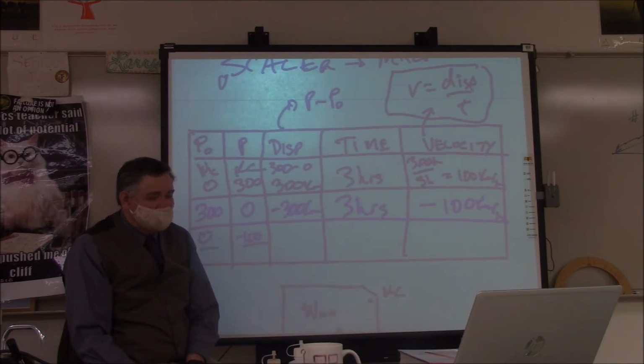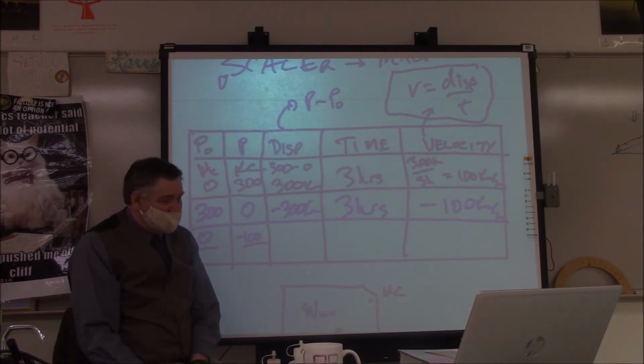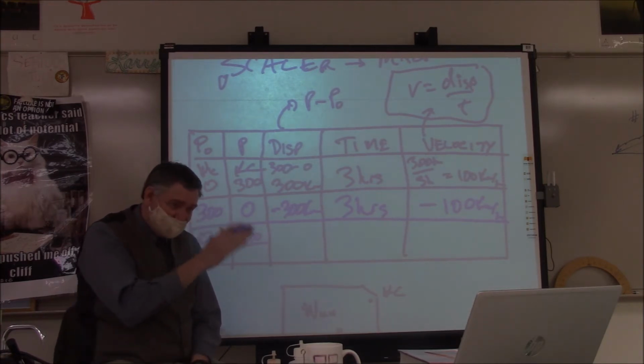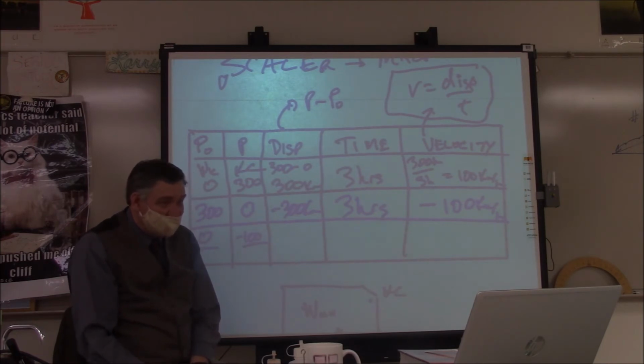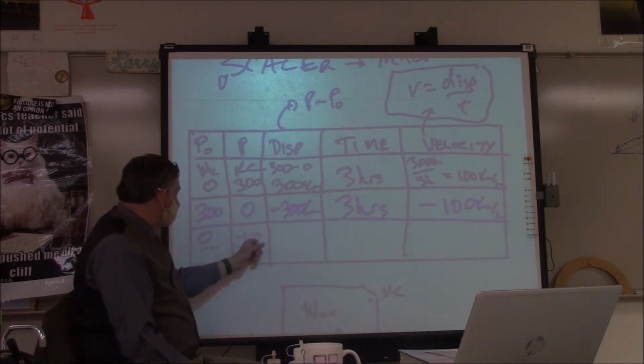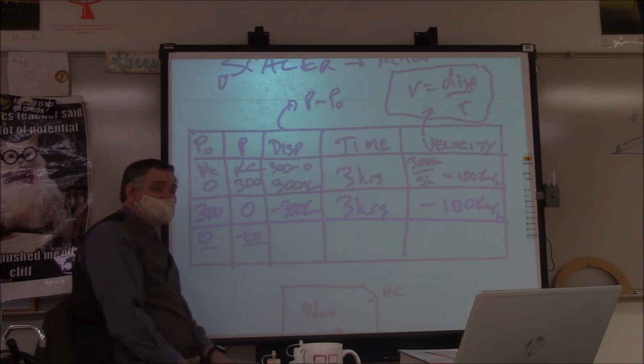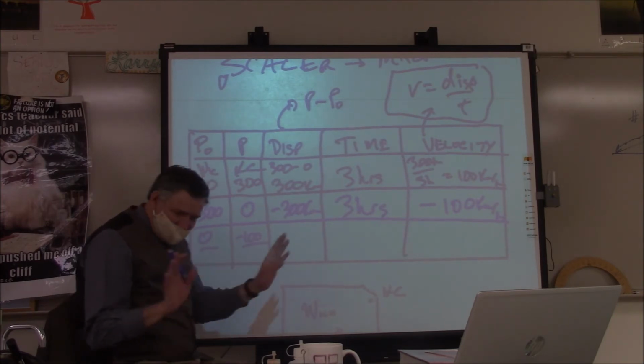Negative? You say that with absolutely no confidence. Brooke, displacement is position final minus position initial, right? Correct. So I'm going to take negative 100 minus 0. What do you get? Negative 100. Beautiful.